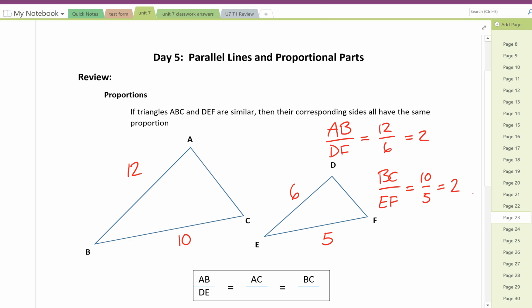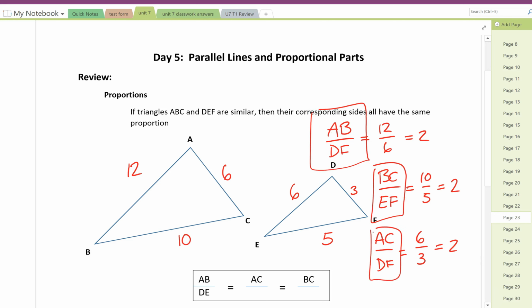And then lastly, DF and AC, the last two sides here, would have to have the same proportion. In other words, AC would have to be twice as long as DF. So if AC was 6, DF would have to be 3, because then AC over DF would be 6 over 3, which is 2. So when I talk about proportions, what I'm talking about are these things, right? I use proportion and ratio sort of interchangeably, which I probably shouldn't, but hopefully when I say either one of those, you'll know what I'm talking about now.